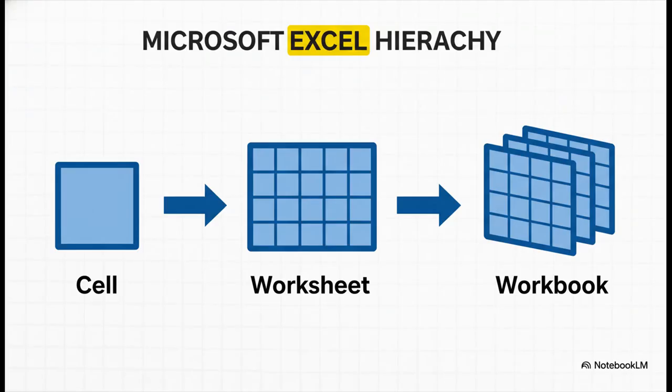So let's put it all together because this is the big takeaway. It's a really simple structure. You have individual cells that hold your data. A whole grid of these cells makes up a worksheet, and a collection of one or more worksheets all saved together makes up your final workbook file. See? Cells to worksheets to workbooks.